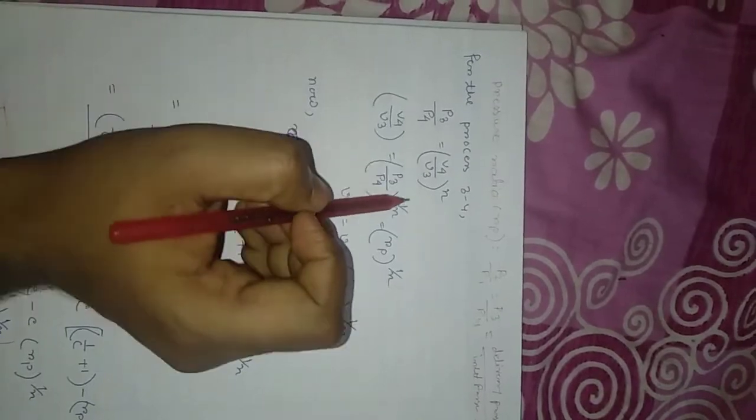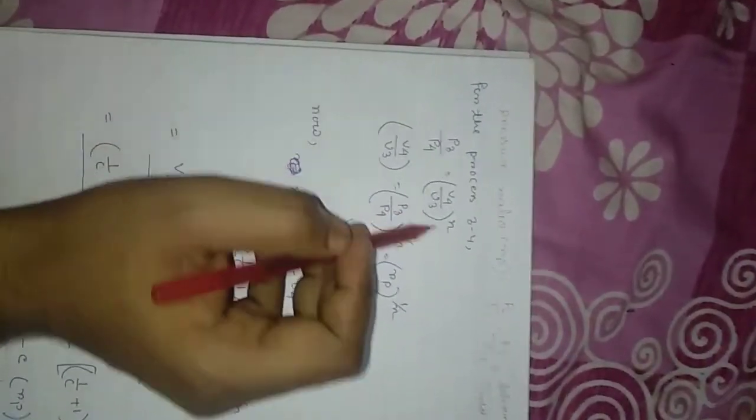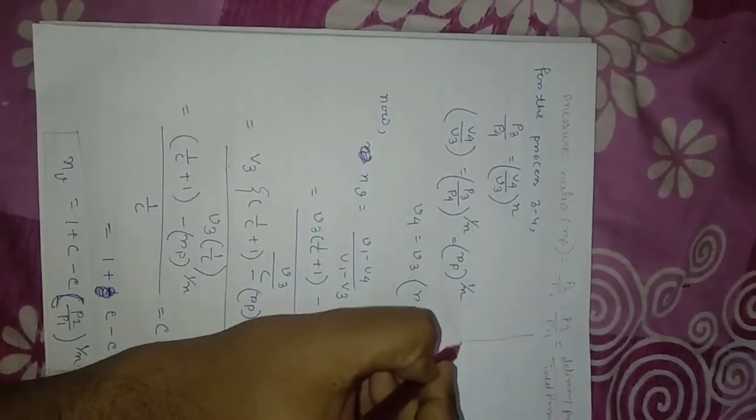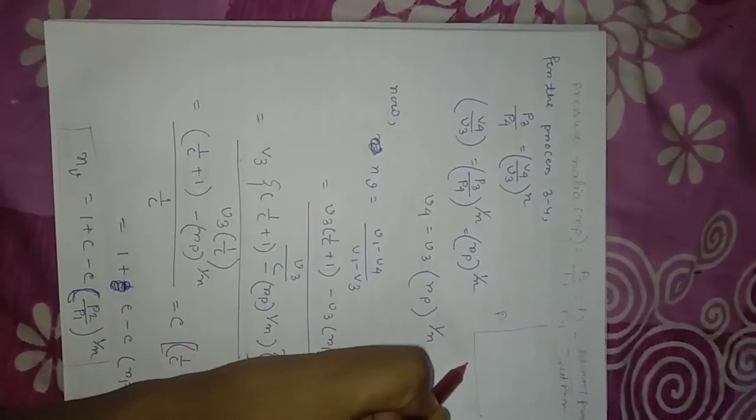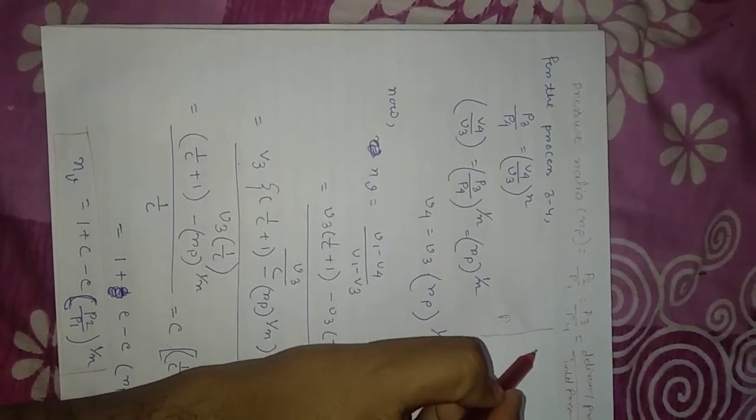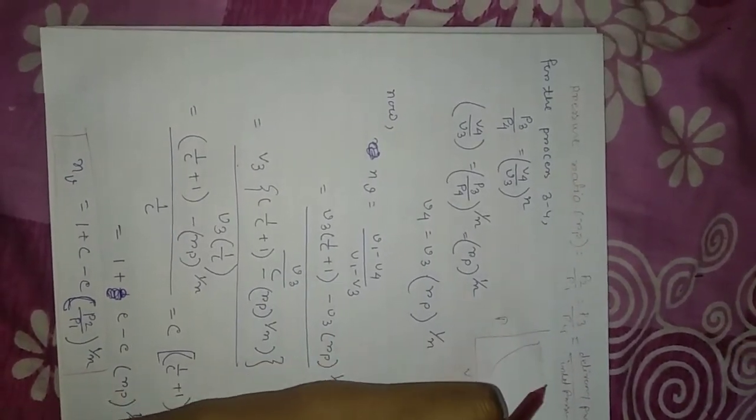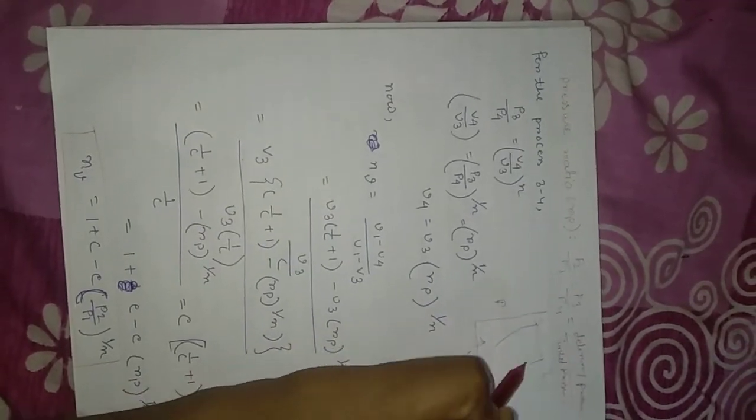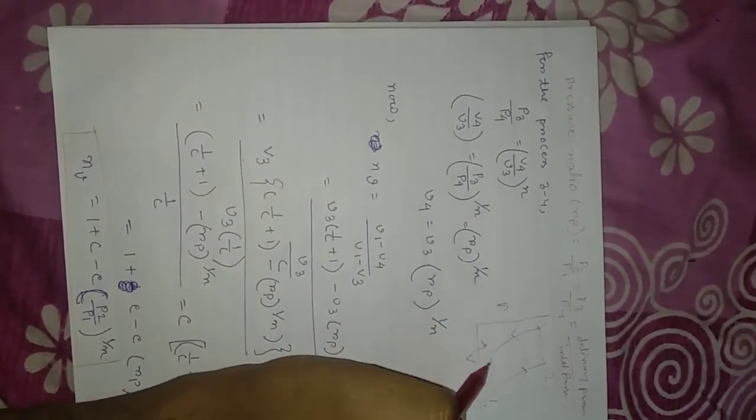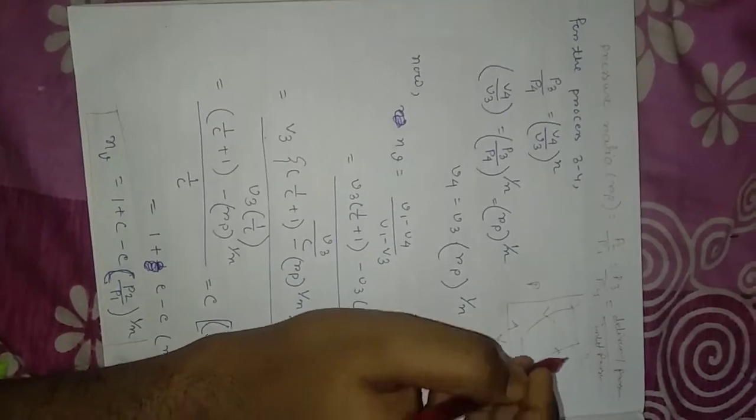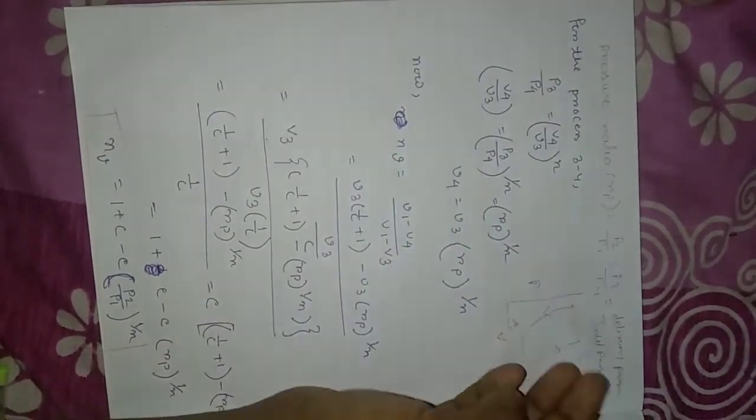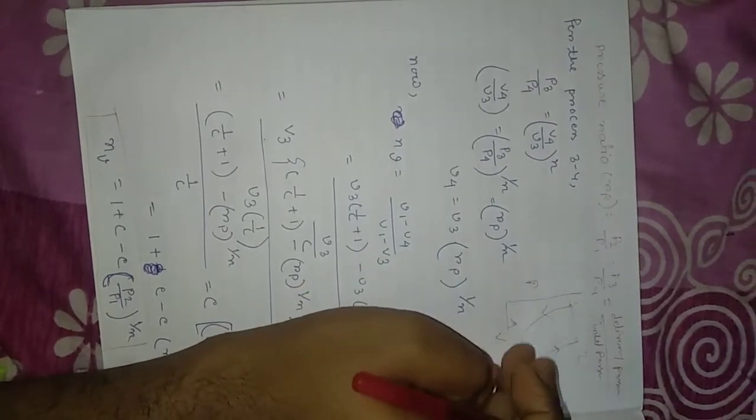Okay. Now for the process 3 to 4, you know that process 1 to 2 is... suppose this is your PV diagram, and this is the PV diagram. So 1, 2, 3, 4, in which 1 to 2 is your compression process and 3 to 4 is your expansion process.